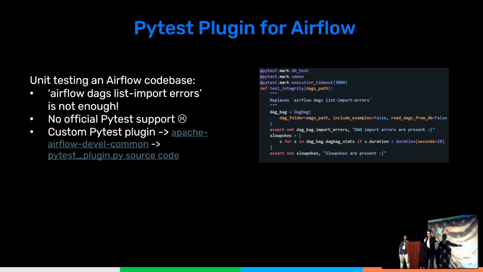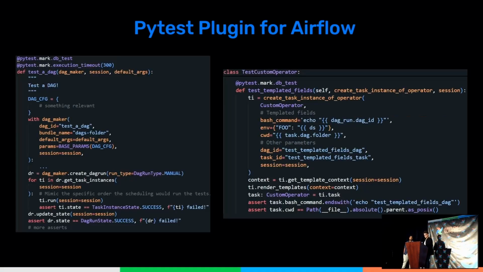On the right, unfortunately, it's pretty hard to read. That says test integrity. This is our drop-in replacement. I have a PyTest unit test to do the list import errors function. It loads the DAG bag, disables reading from the DB, throws away the examples, and checks if there are any import errors present in your DAG bag. We also evaluate some of the DAG bag stats to fail a PR if a given DAG is taking too long to process. So this function blocks check-ins of bad DAGs.